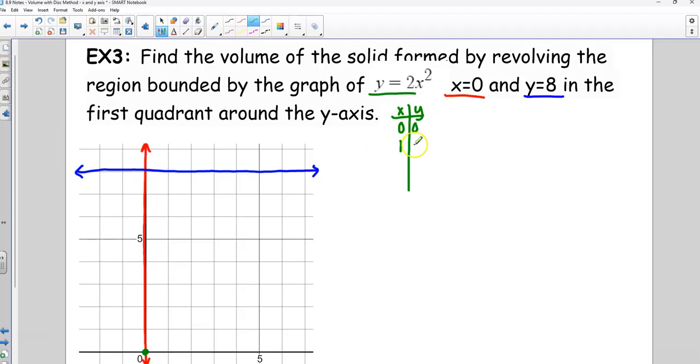If I plug in 1, I get 2. And if I plug in 2, I'm going to get 8. And so this is a quadratic that looks like this. And bounded by these 3 lines, we've got this area right here.